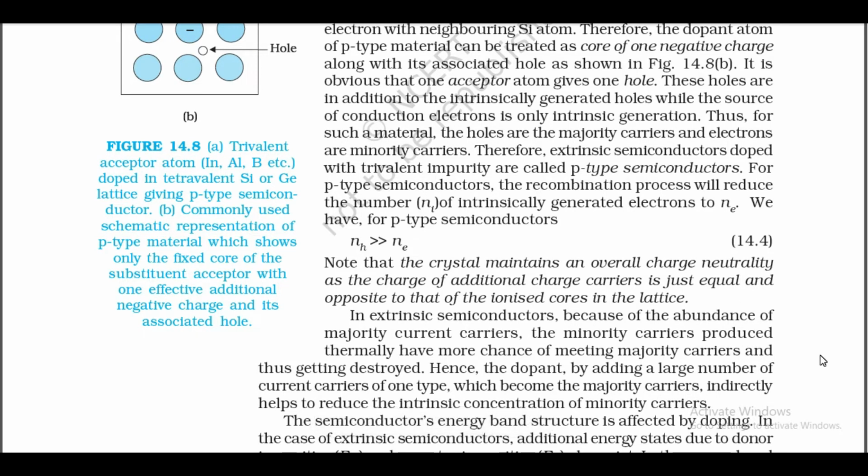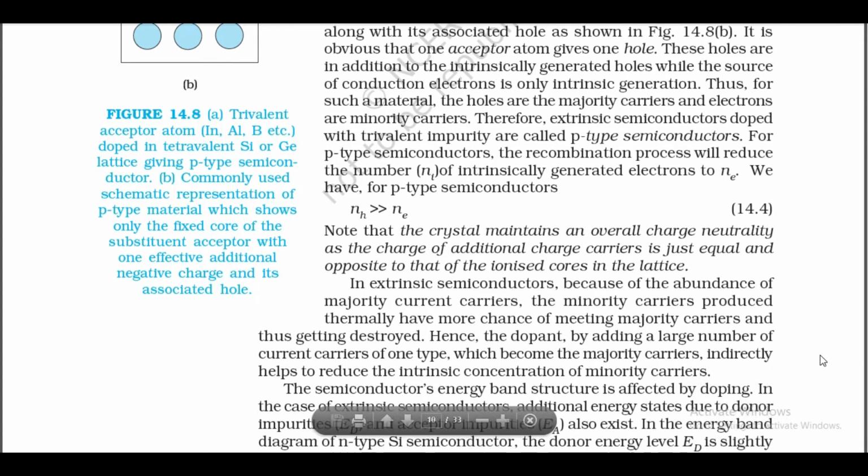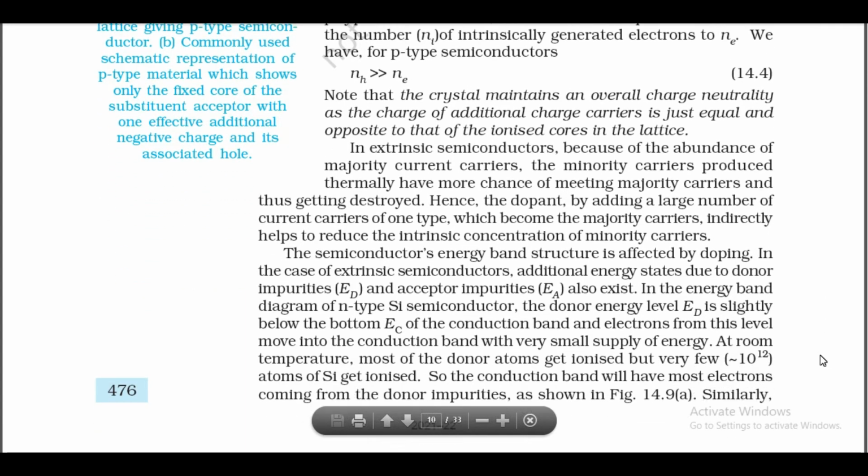Note that the crystal maintains an overall charge neutrality, as the charge of additional charge carriers is just equal and opposite to that of the ionized cores in the lattice. In extrinsic semiconductors, because of the abundance of the majority current carriers, the minority carriers produced thermally have more chance of meeting majority carriers and thus getting destroyed.